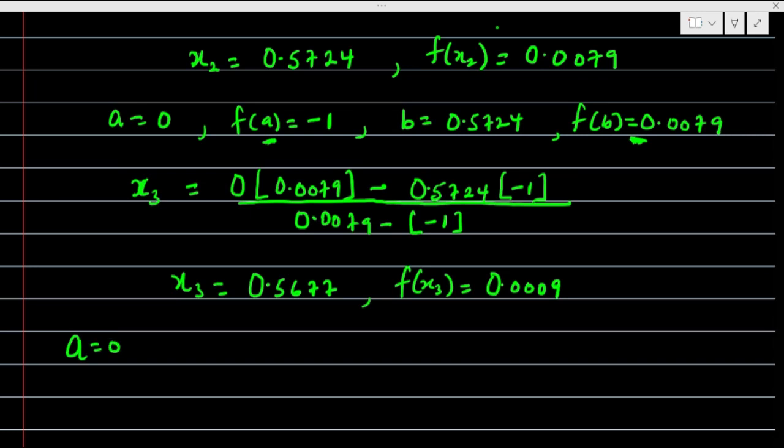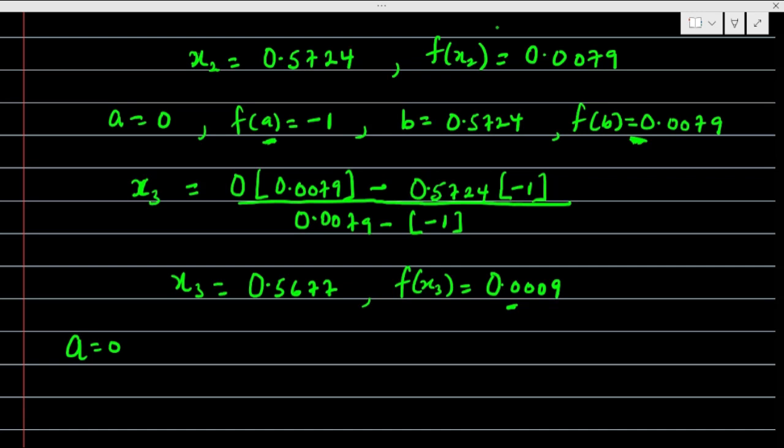If at this point our f of x3 is negative, it will now become our new a, and the f of x3 will become our new f of a. But since our f of x3 is positive, the x3 will become our new b, and the f of x3 will become our f of b. So it's as simple as that.